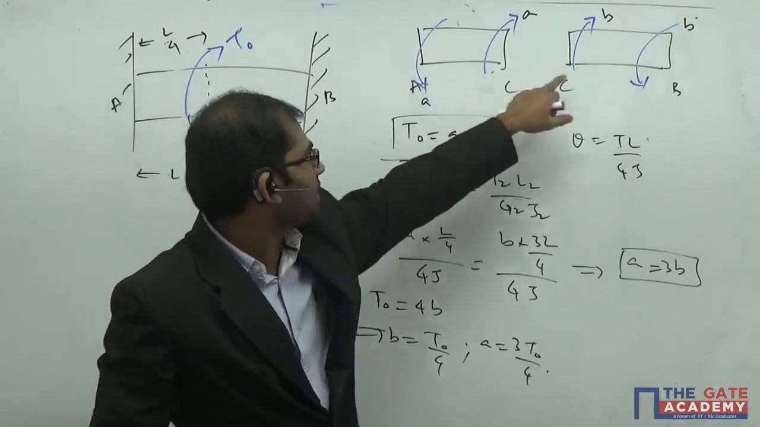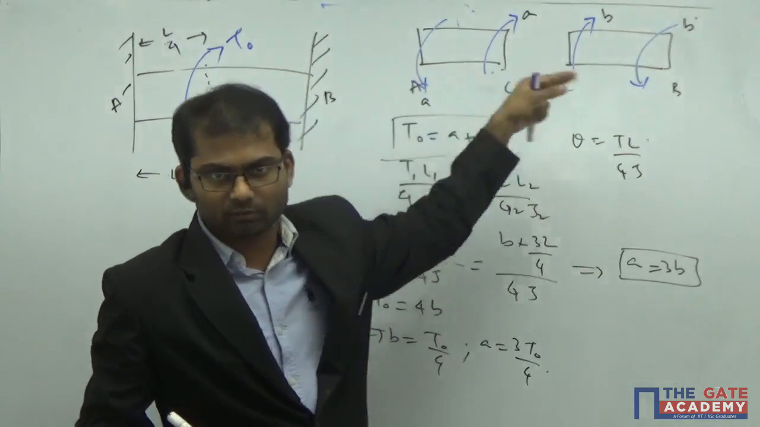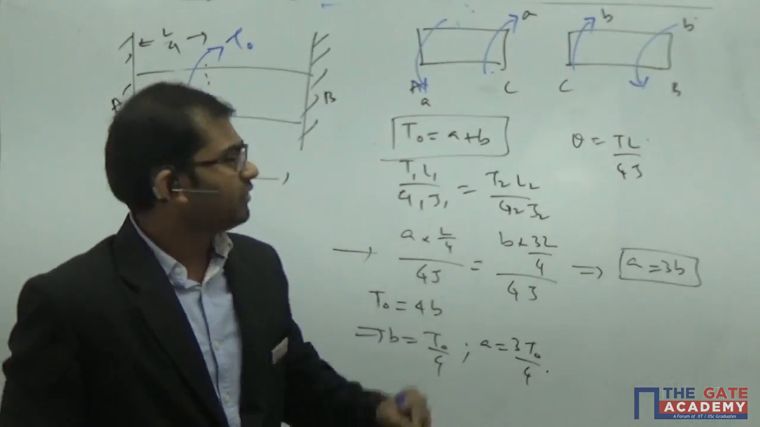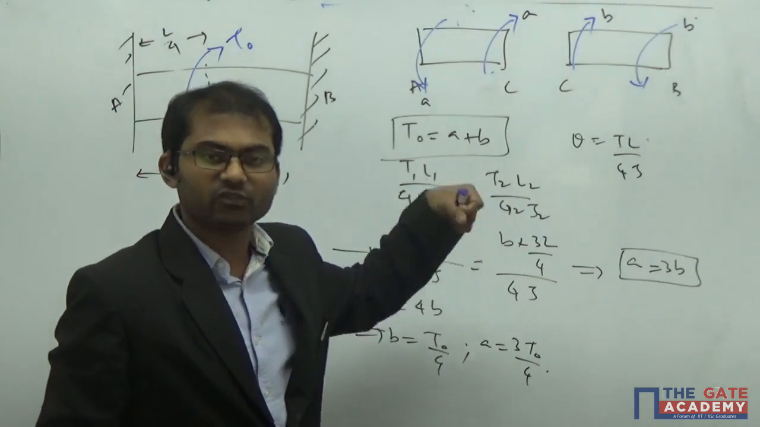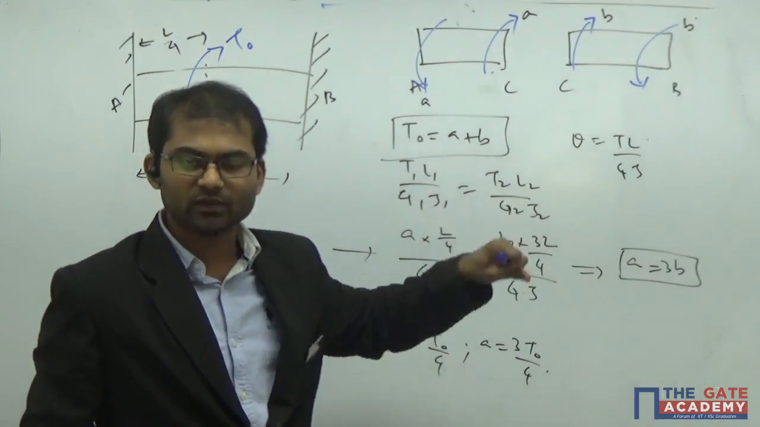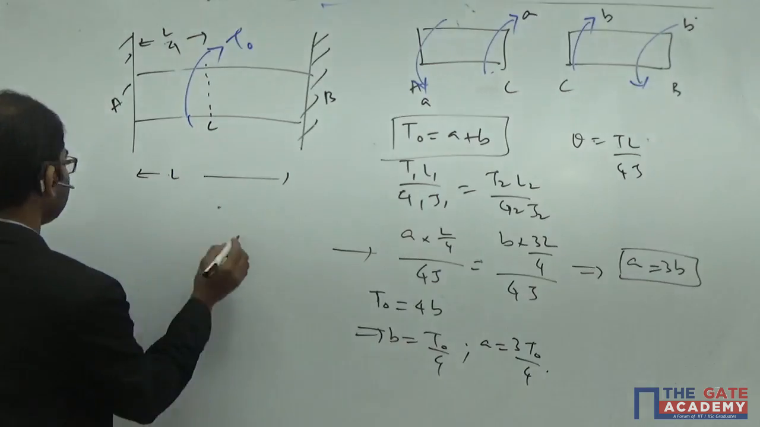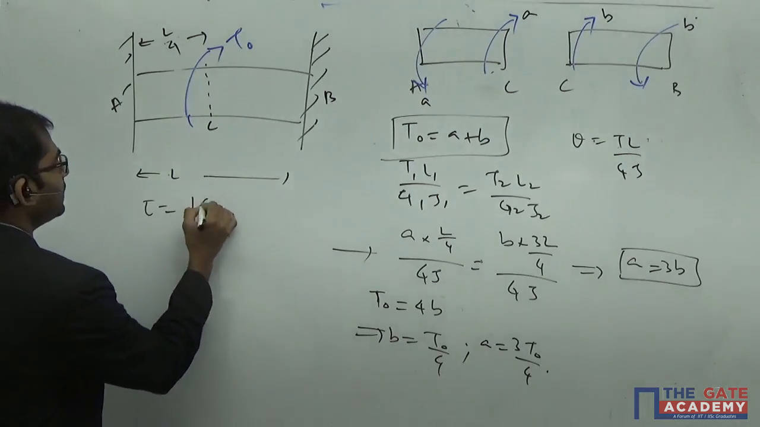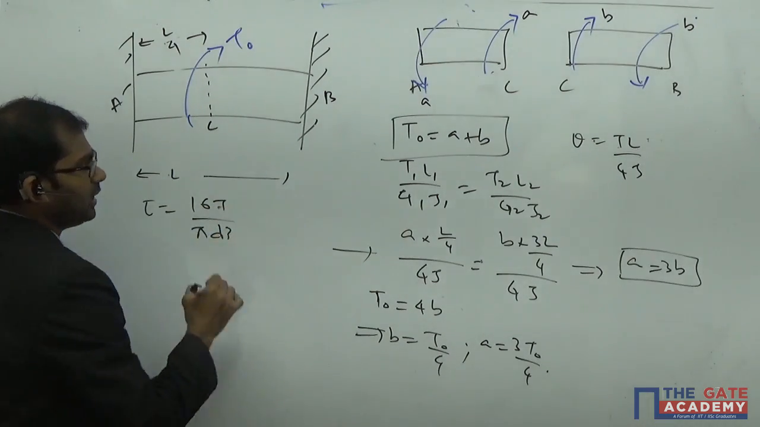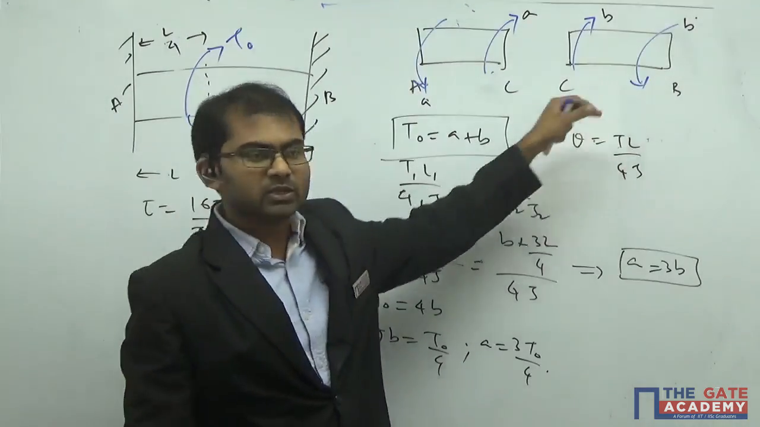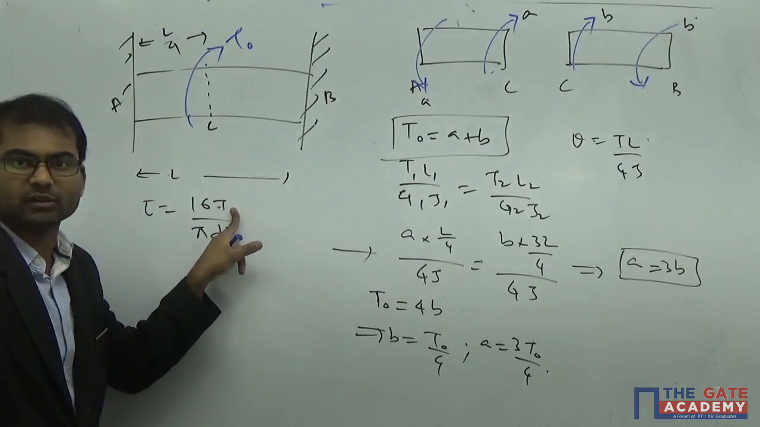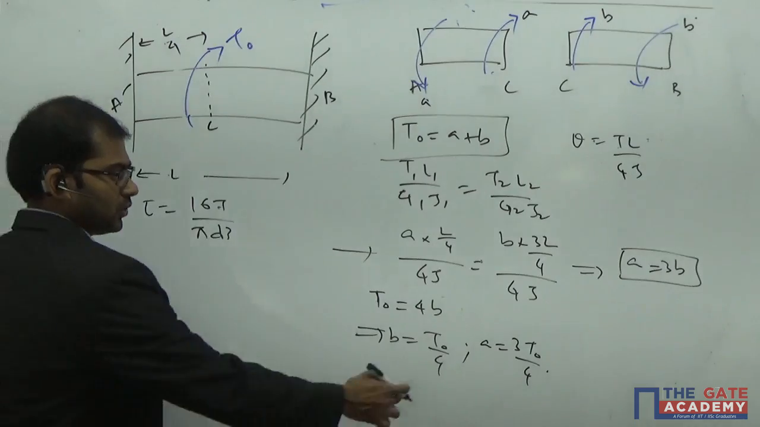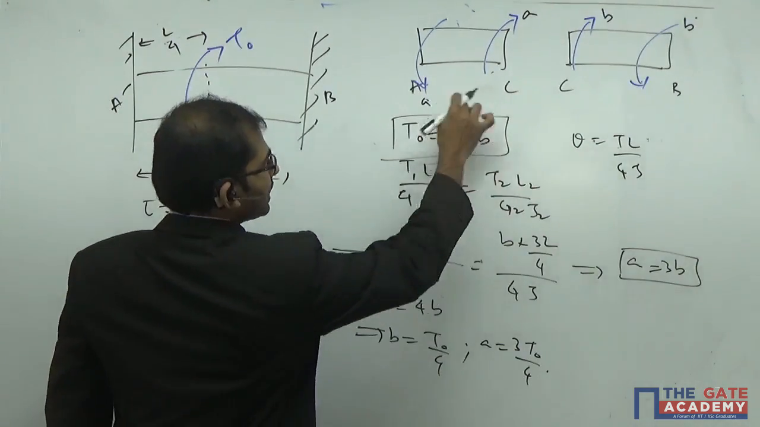As both sections are geometrically the same, being parts of the same shaft, whichever is experiencing the larger torque will experience the larger shear stress. The formula for shear stress for a solid shaft is 16T by pi d cube. In both sections the diameter is the same. So whichever is experiencing the larger torque will experience the larger shear stress. So the section with 3 T naught by 4 is higher here.